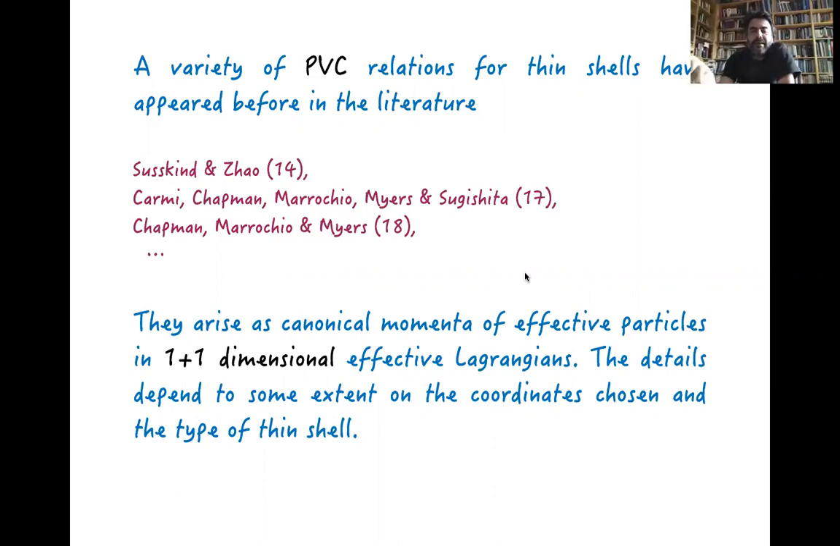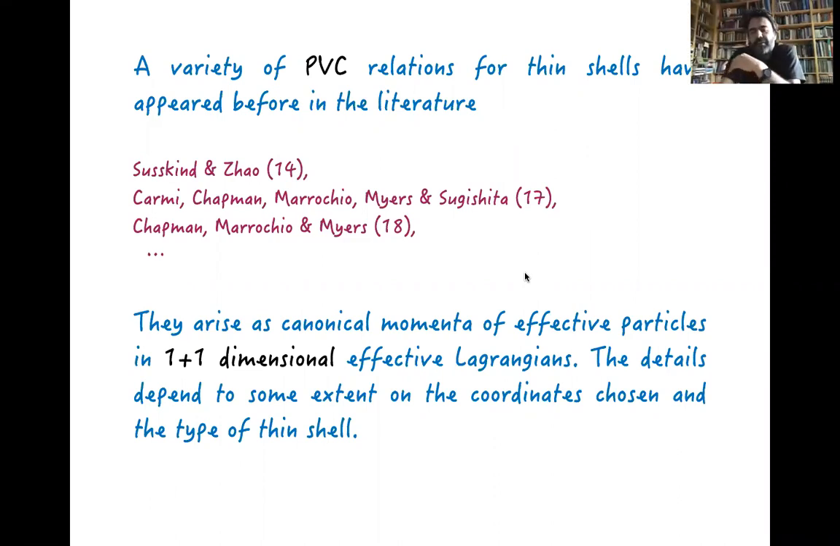Now, the details depend a little bit on what coordinate you use. Do you use Kruskal? Do you use Eddington-Finkelstein? And also, what type of shell do you use? Are the shells massive dust? Are the shells null dust? Are they branes with tension and charge? Do they have some internal equation of state with some pressure? So the details depend a little bit, but the logic is always the same.